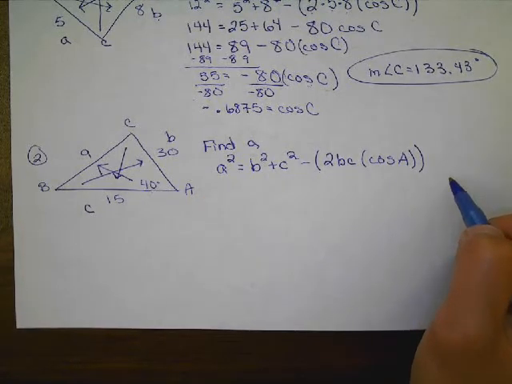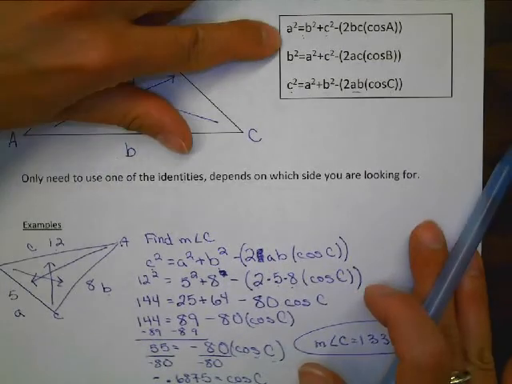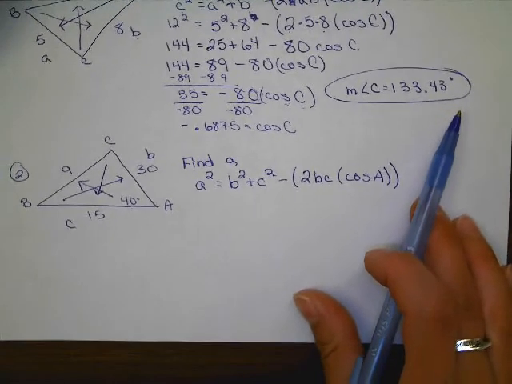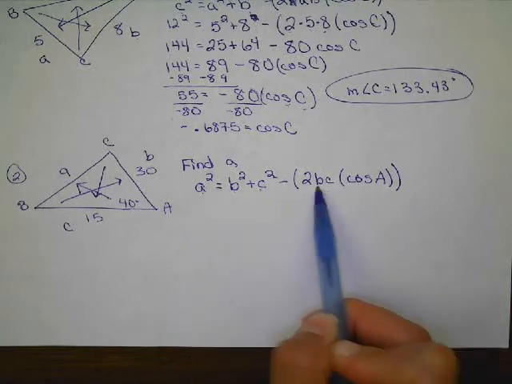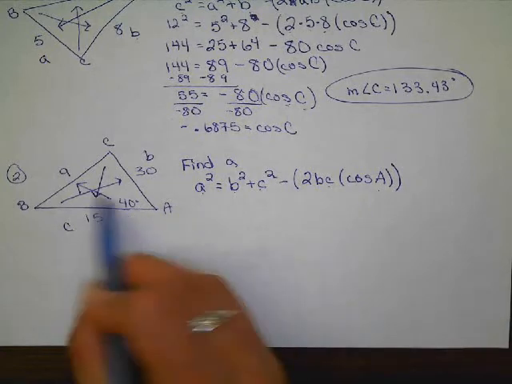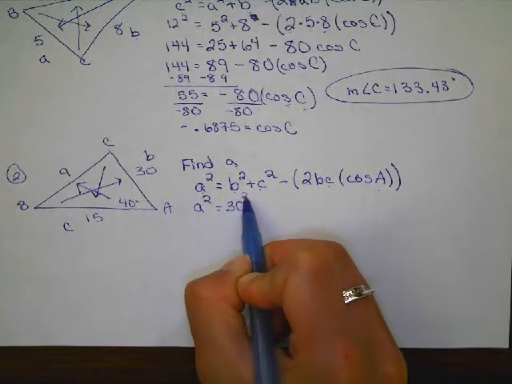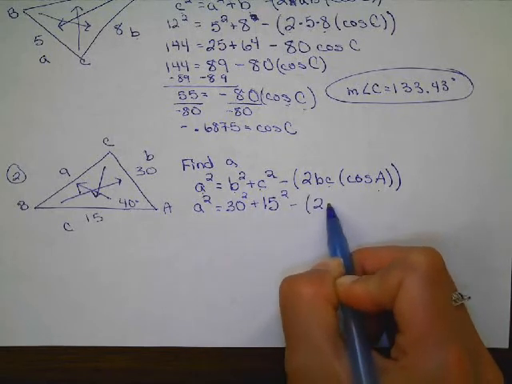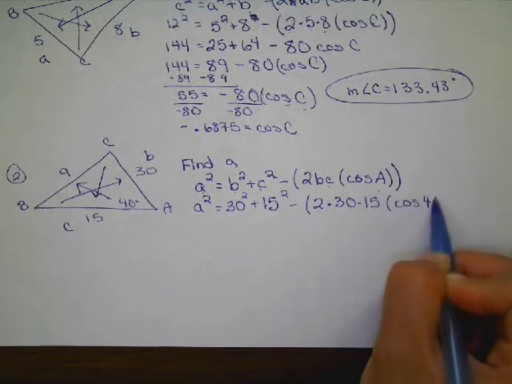If that was confusing, then just go up to the box over here, and you'll see that all I did was copy this first one. Since I'm looking for A, all I did was copy it down here. But again, if you learn the format, it will be a lot easier. I want side A, so I use the other two sides, and then the angle of the side that I'm looking for. Alright, now we're just going to plug in. We don't know what A squared is, that's what we're looking for. Equals B is 30 squared plus C is 15, then I square that, minus 2 times 30 times 15 times the cosine of angle A, which is 40.